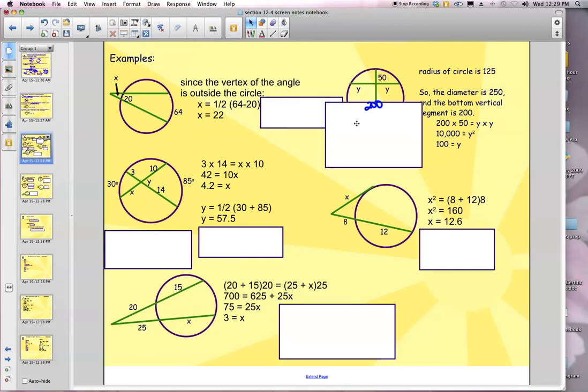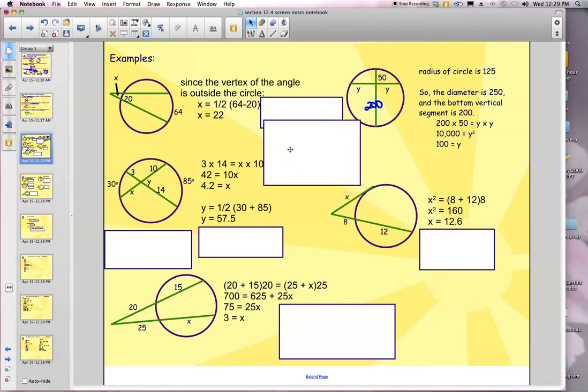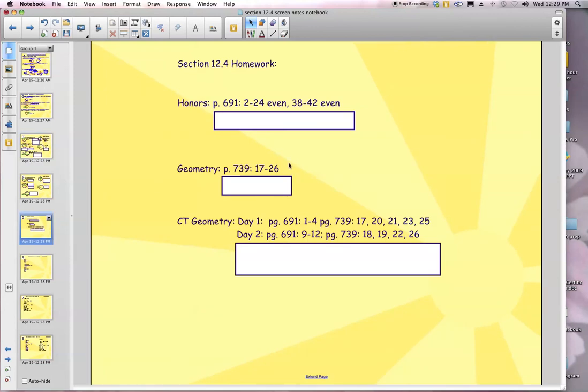Okay? Those are examples of the kinds of problems you're going to see today in your homework. Your homework for each of your classes is the following.